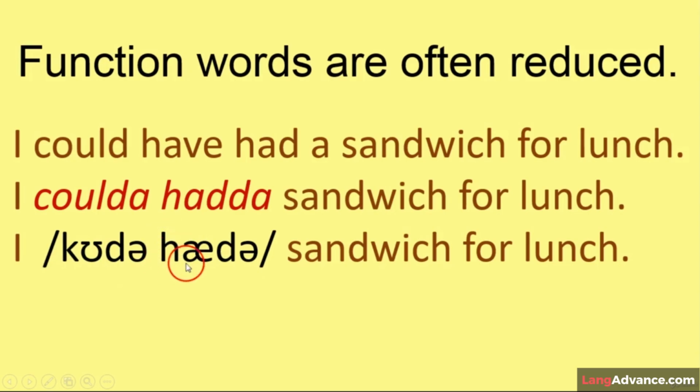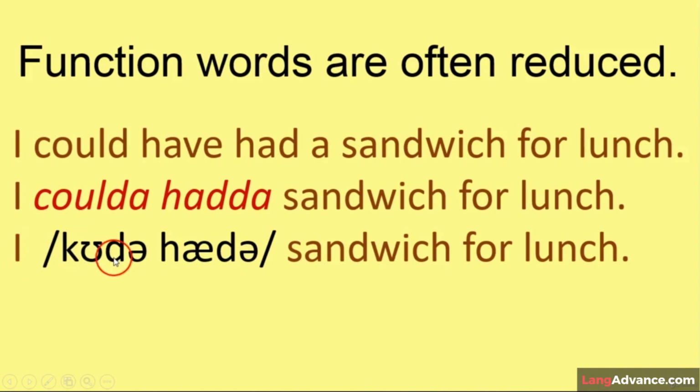We know the letter H. This symbol here, which looks like the letter A and E stuck to each other, is representing the sound "a," like in sandwich, and have, and had. The letter D, that's the same, like in dog, d. And then here's our schwa again. And so this would say "coulda, hadda."